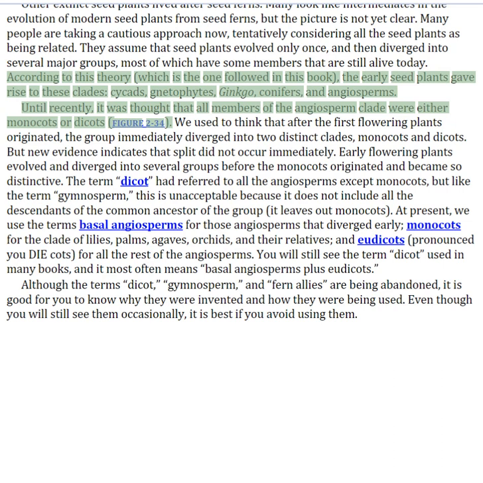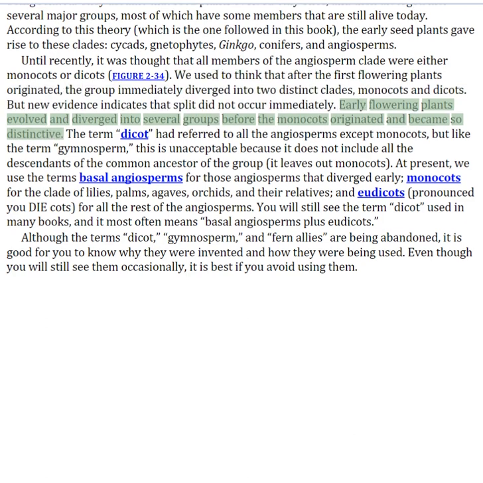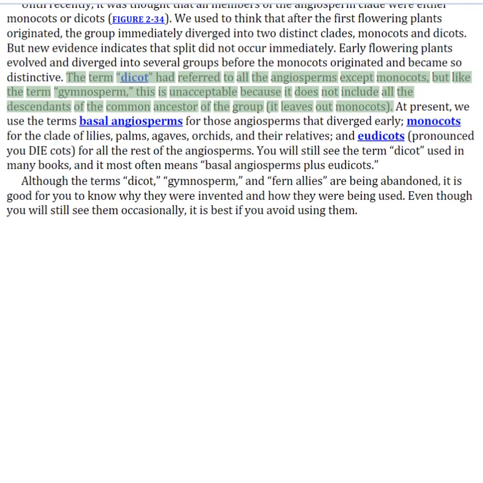Until recently, it was thought that all members of the angiosperm clade were either monocots or dicots. We used to think that after the first flowering plants originated, the group immediately diverged into 2 distinct clades, monocots and dicots. But new evidence indicates that split did not occur immediately. Early flowering plants evolved and diverged into several groups before the monocots originated and became so distinctive. The term dicot had referred to all the angiosperms except monocots, but like the term gymnosperm, this is unacceptable because it does not include all the descendants of the common ancestor of the group.